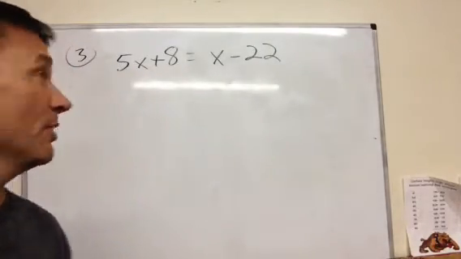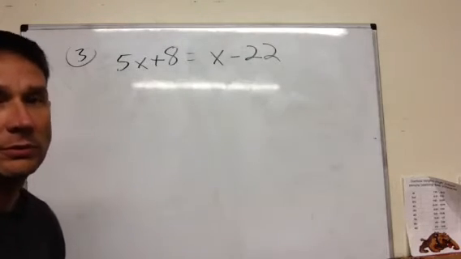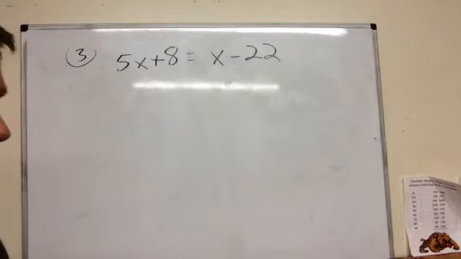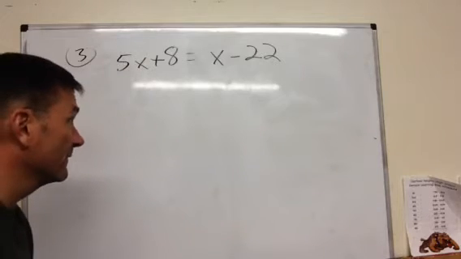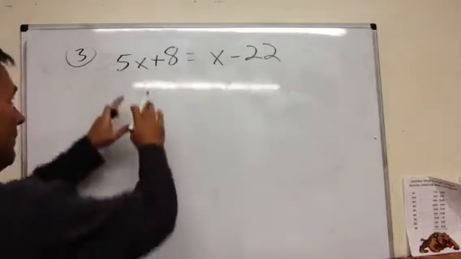There's 3 steps. Your answer will be a fraction or decimal. So again, stop it now and you try it. When you're done, come on back and we'll do it together.